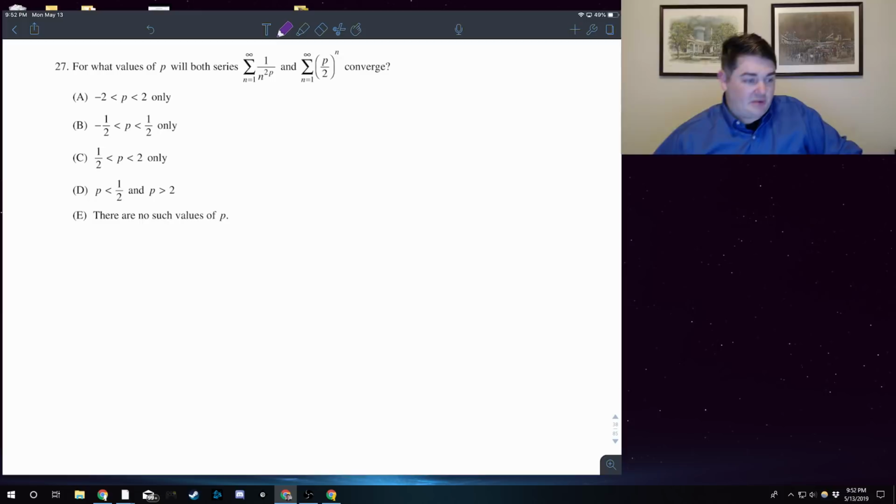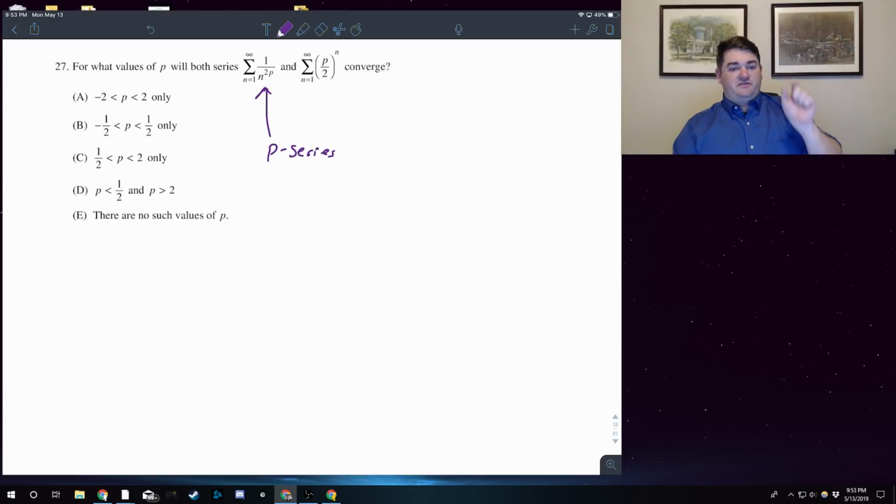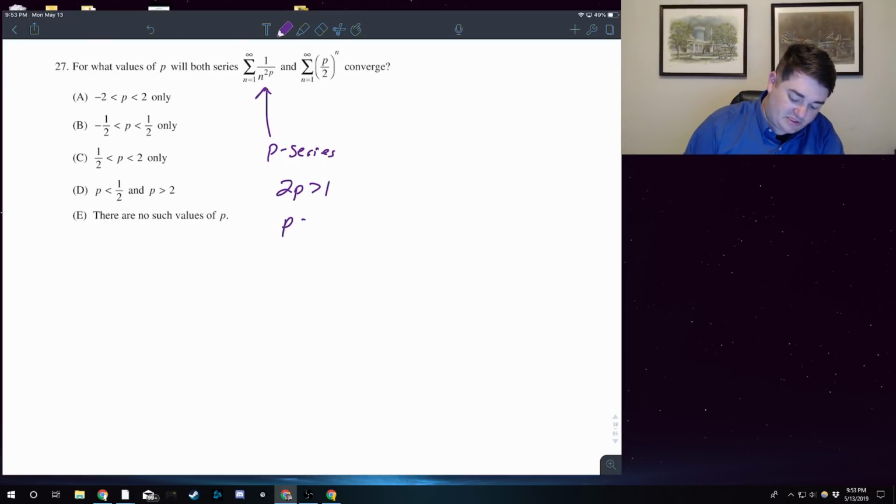27, series problem. People who asked about series, here you go. For what value of p will the series 1 over n^(2p) and p over 2 to the n converge? Well, that's a p-series. It's going to converge if the exponent is bigger than 1. So I need 2p to be bigger than 1, which means p has to be bigger than 1/2.